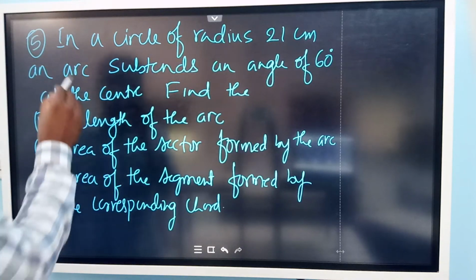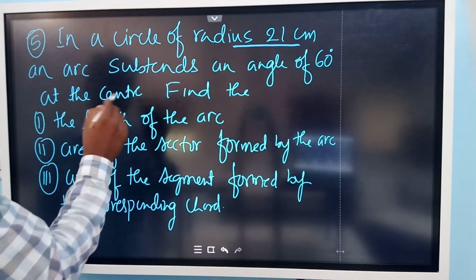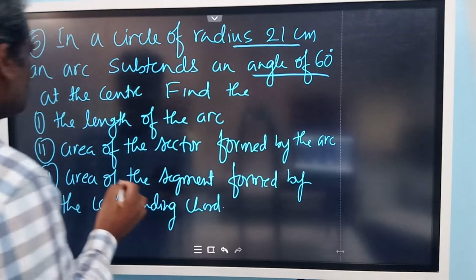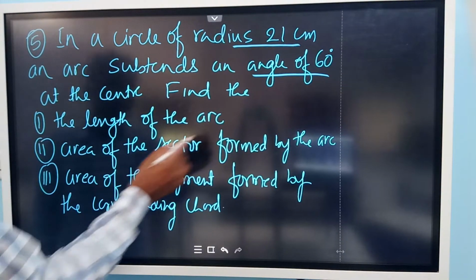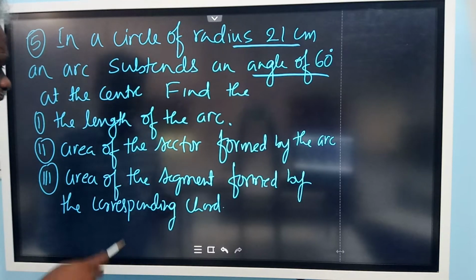In a circle of radius 21 centimeter, an arc subtends an angle of 60 degree at the center. Find the length of the arc, then the area of the sector formed by the arc, and area of the segment formed by the corresponding chord. So these are the three questions they asked in this.